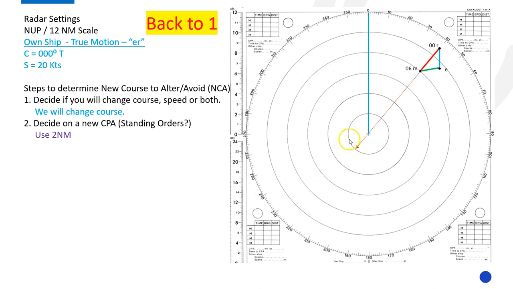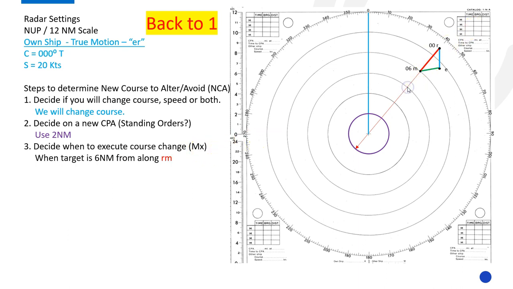So what I'm going to do here is draw a circle. There happens to be one on here already that is at the desired CPA. Next thing I'm going to do is decide at what point I'm going to execute my course change. And we're going to call that point MX. In this case, let's do it when the target is 6 miles away from us. So when it moves along the RM to 6 miles, that's close enough along that relative motion line. I want it to now go along a new relative motion line that's going to lead to a 2 nautical mile CPA.